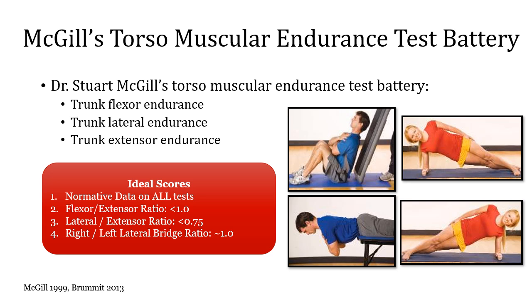So the ideal scoring of the test battery is not only hitting the normative data, but also having sufficient ratios between the flexors and the extensors, the lateral stabilizers and the extensors. The right and left lateral bridge ratios or lateral plank should be a 1-to-1 ratio. You'll notice that the extensor ratio should consistently be the longest of all the tests, with the highest ratio relative to the lateral bridge endurance.